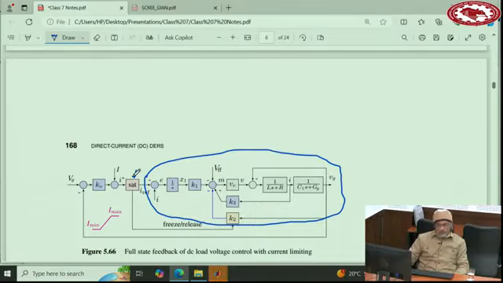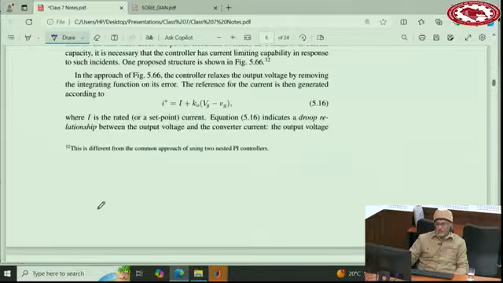So I do that. Now the question is, where do I get the reference of the current? One idea is to get it this way: I star equals capital I, which is the rated current, plus K0 times capital VG minus the actual VG. Or in equation it is basically this, which is a droop form, right?